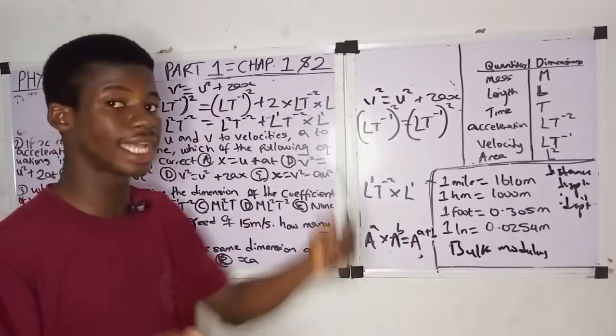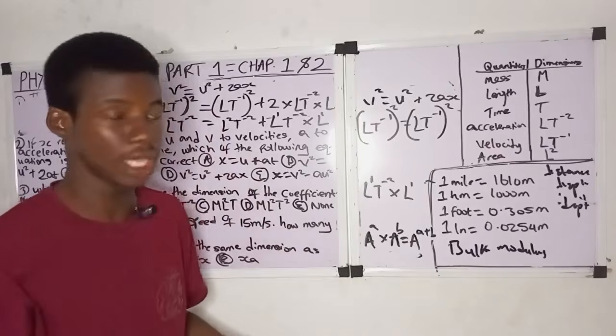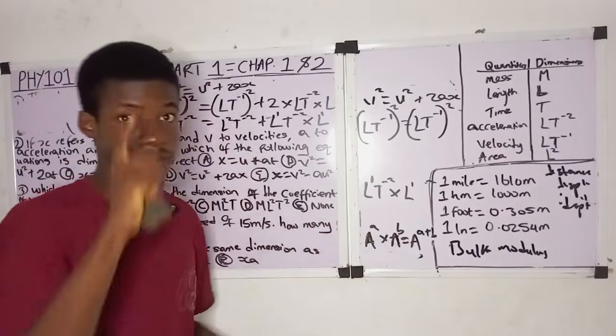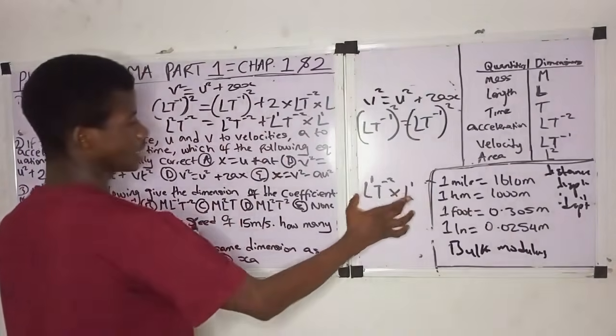But when the same bases are dividing each other, we take one of the bases and subtract their powers. When they are multiplying each other, we take one of the bases and add their powers. If you look now, let's check it. Let's take it to this place.